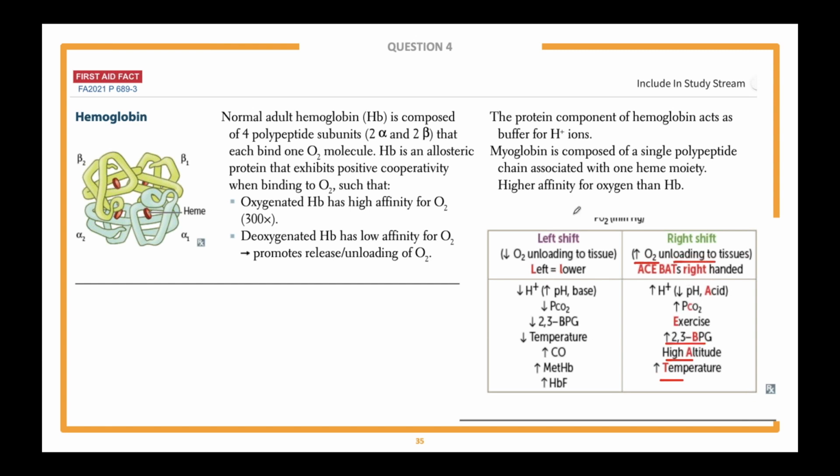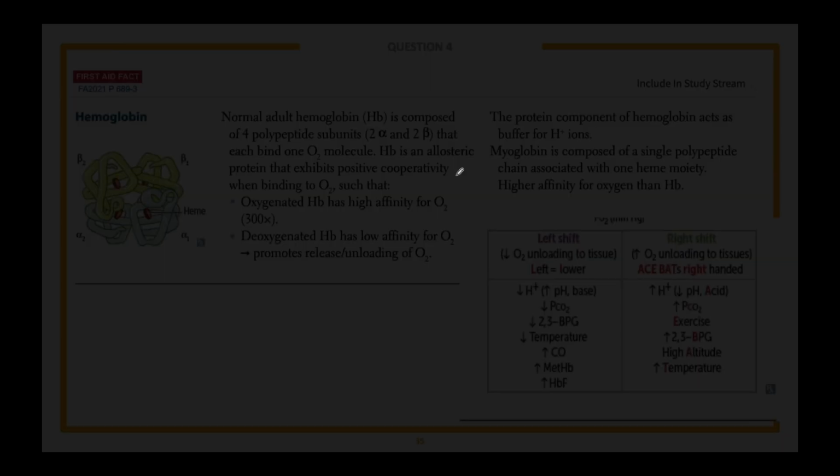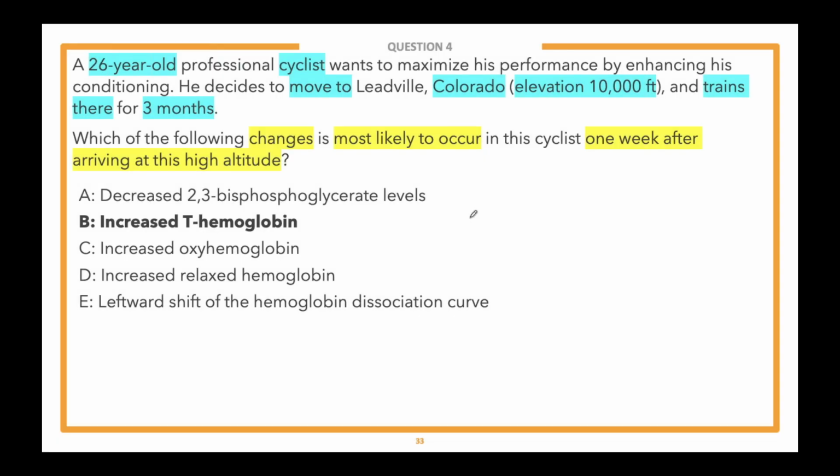We'll go back to our vignette and our question so you can take a look one more time at those answer choices. The key thing here is knowing that T hemoglobin is the same as deoxyhemoglobin and that oxyhemoglobin is the same as relaxed hemoglobin. So definitely a tough question here. Some nice respiratory physiology questions that we went over today, and great job on all these questions, and I will hand it back to you, Sean.